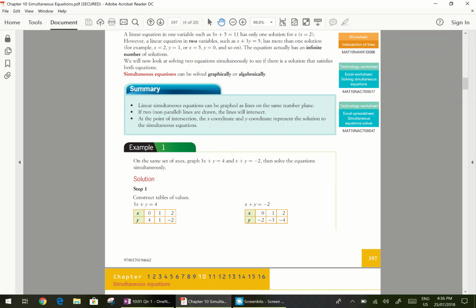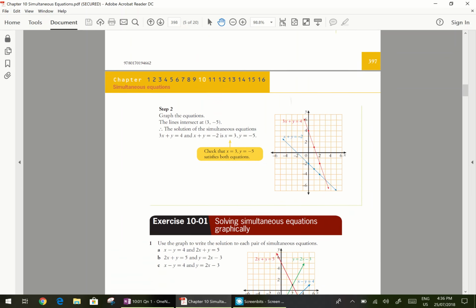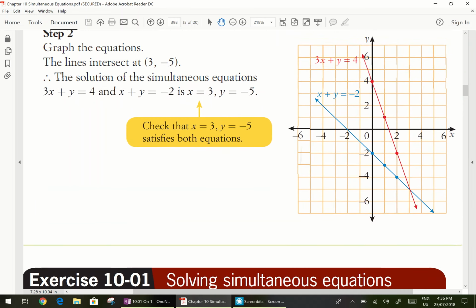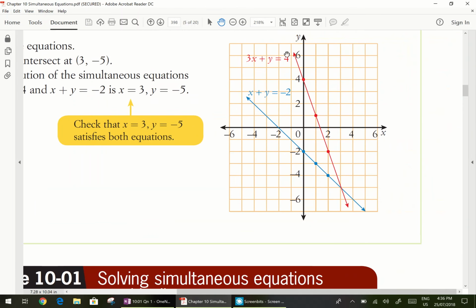What simultaneous equations are asking us is, if we were to graph these two lines, where would they intersect? Where would they cross over? So what they've done in the example is they've graphed those two lines. We can see the red 3x plus y equals 4, and we can see the blue x plus y equals -2. And the question's actually asking us, if we graph them, where will they cross? We can see down at this point that they're going to cross at x being 3 and the y value being -5. That's where they're crossing.